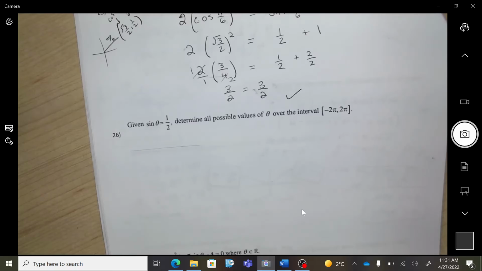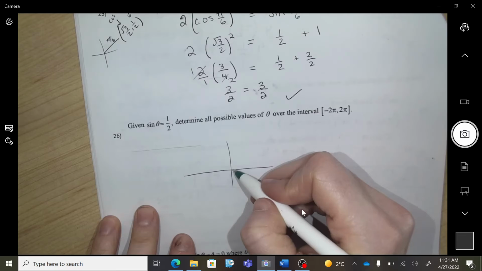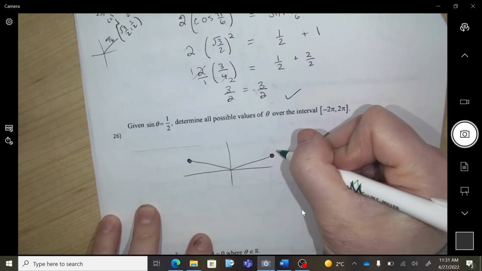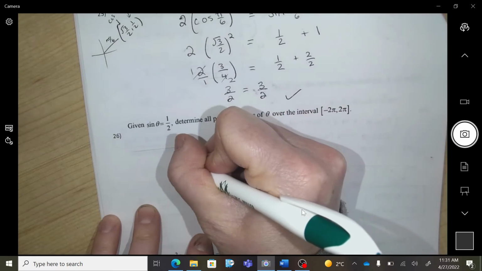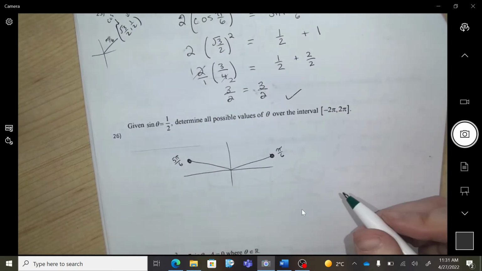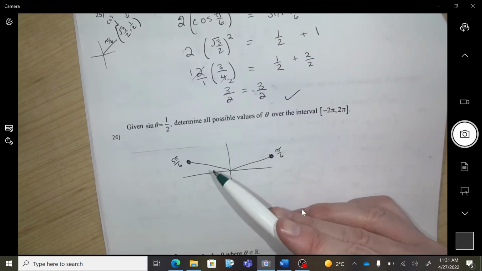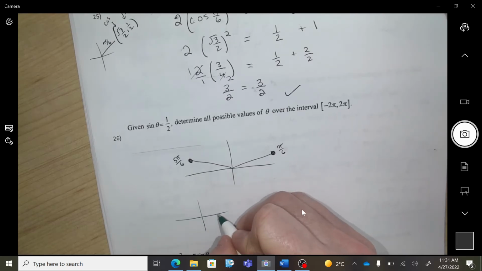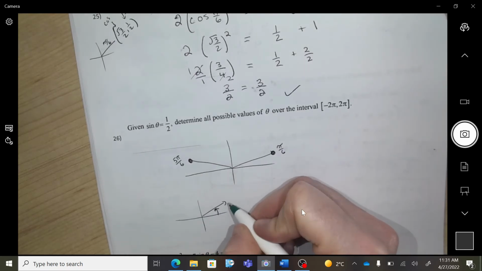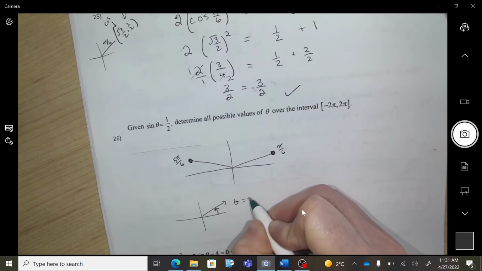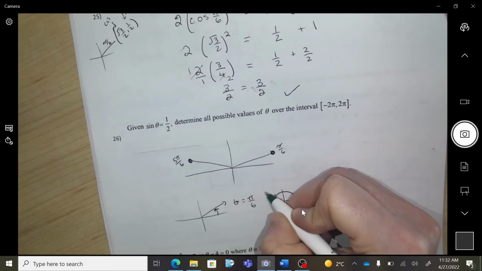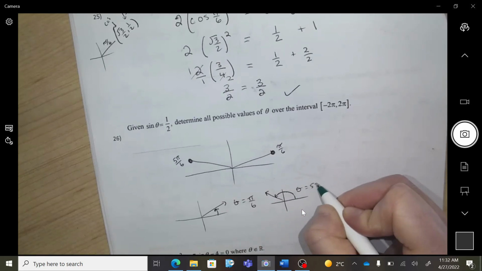Okay, so sine is a half. I have to figure out which angles it will work for. So sine is a half right here and here. Okay, so let's talk about how we got there. So we could do a rotation like that, so the angle could be pi over 6. We could do a rotation like that, so this angle is 5 pi over 6.